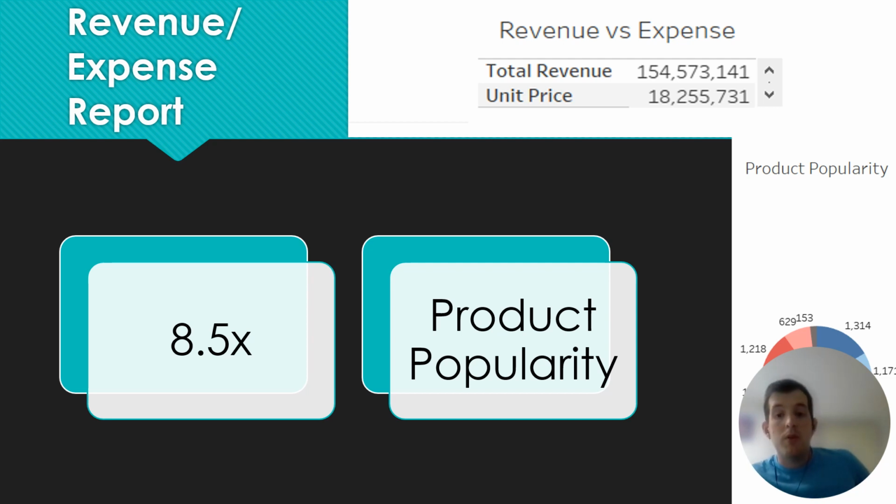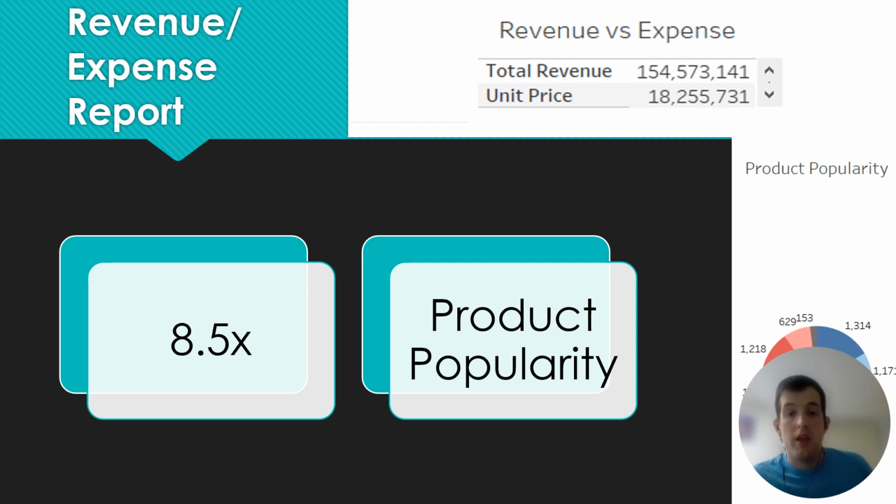divided by the 18 million in change, total revenue versus unit price. So how much it costs Initech, its products cost Initech, and then how much money they get by selling it. So anyways, we can see that it's about 8.5 times. This number will help inform Initech if it's in a good financial position or not.